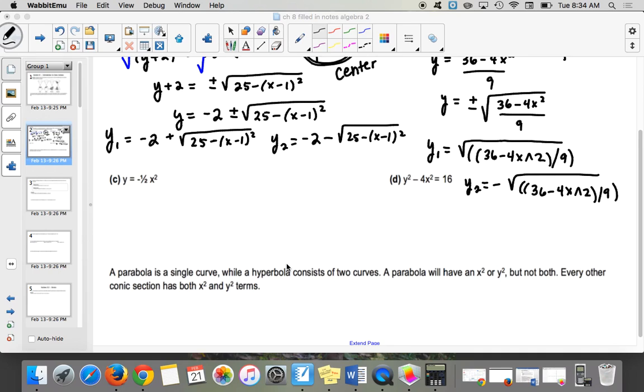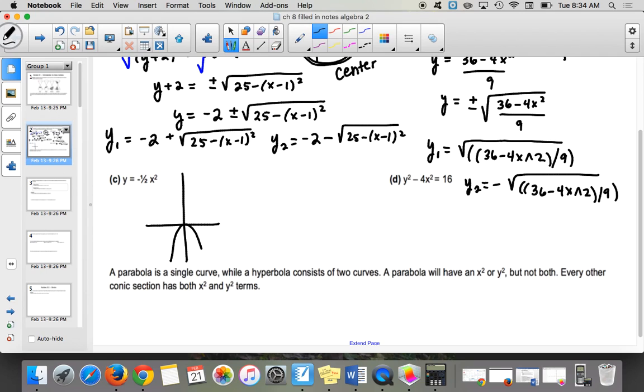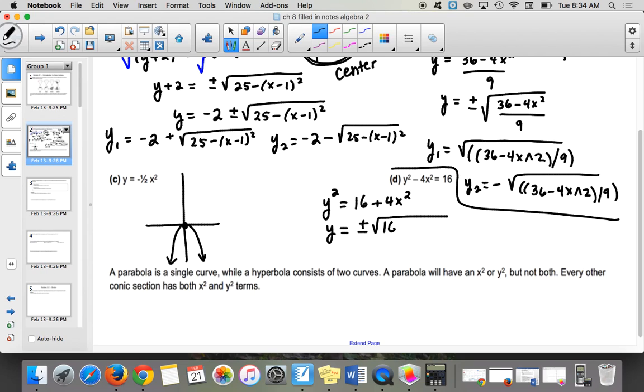And then this last one, let's see what it looks like. If I solve this last one for y, I'm going to have y squared equals 16 plus 4x squared. I add that 4x squared over. And then I get y equals plus or minus the square root of 16 plus 4x squared. So I'm going to put it in as y1 equals square root of 16 plus 4x squared. You'll need parentheses around that 16 plus 4x squared. And I'm going to put it in as y2 equals negative square root of 16 plus 4x squared.